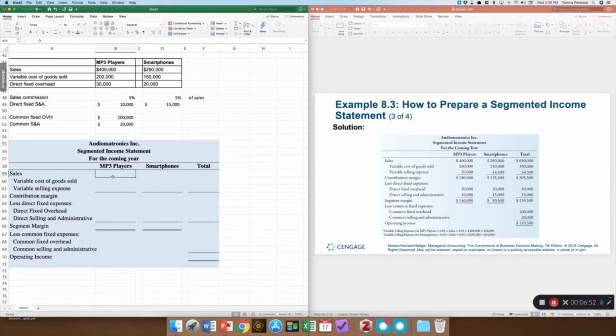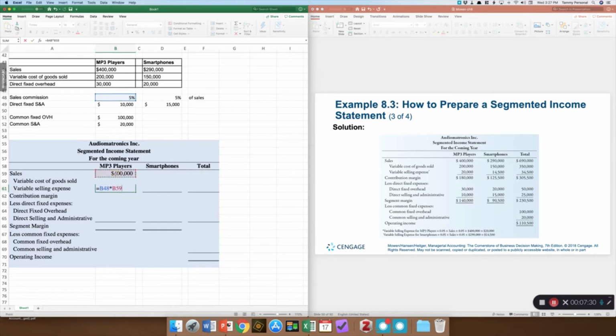So here's all of our column headers. This is just your typical income statement account order, and you just need to kind of know that and think about it logically, right? So we're going to pick up our sales figure for the MP3 players from above. We are going to pick up our variable cost of goods sold from above. And our variable selling expense, we are going to calculate as this 5% figure times the sales, like that.